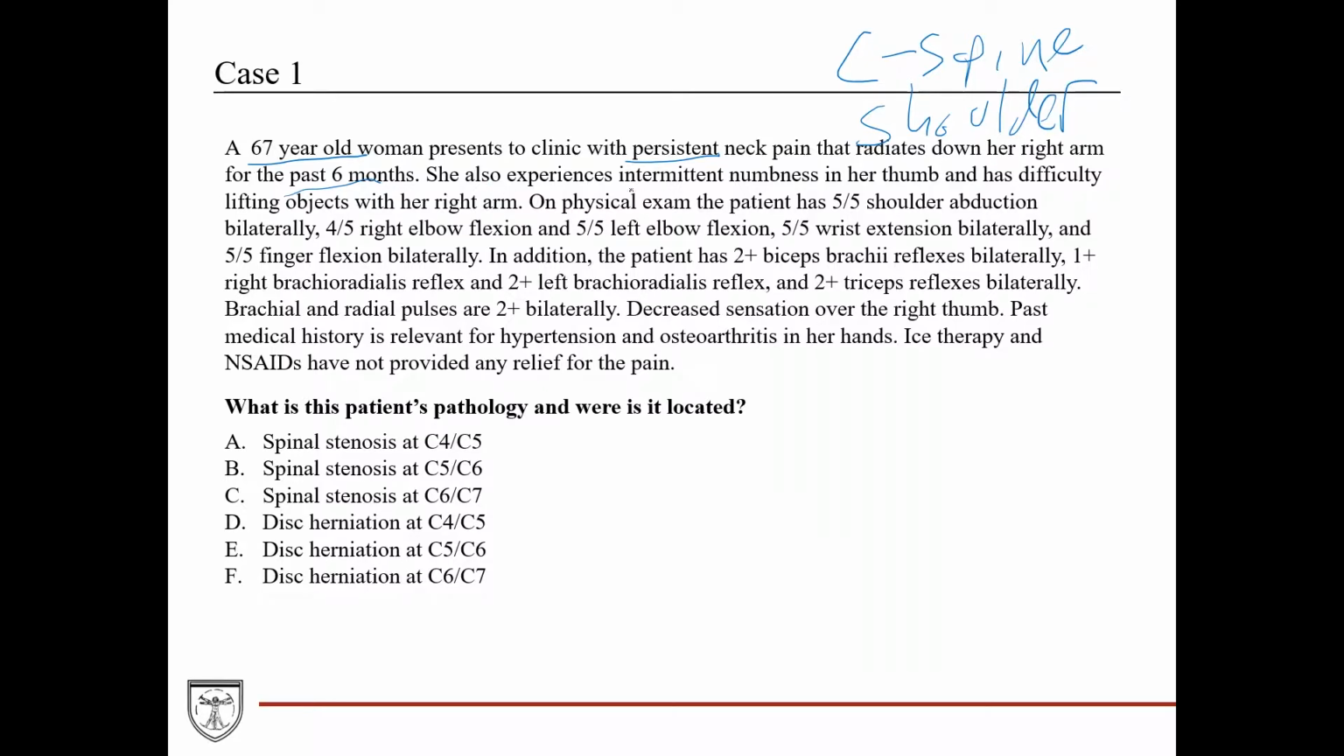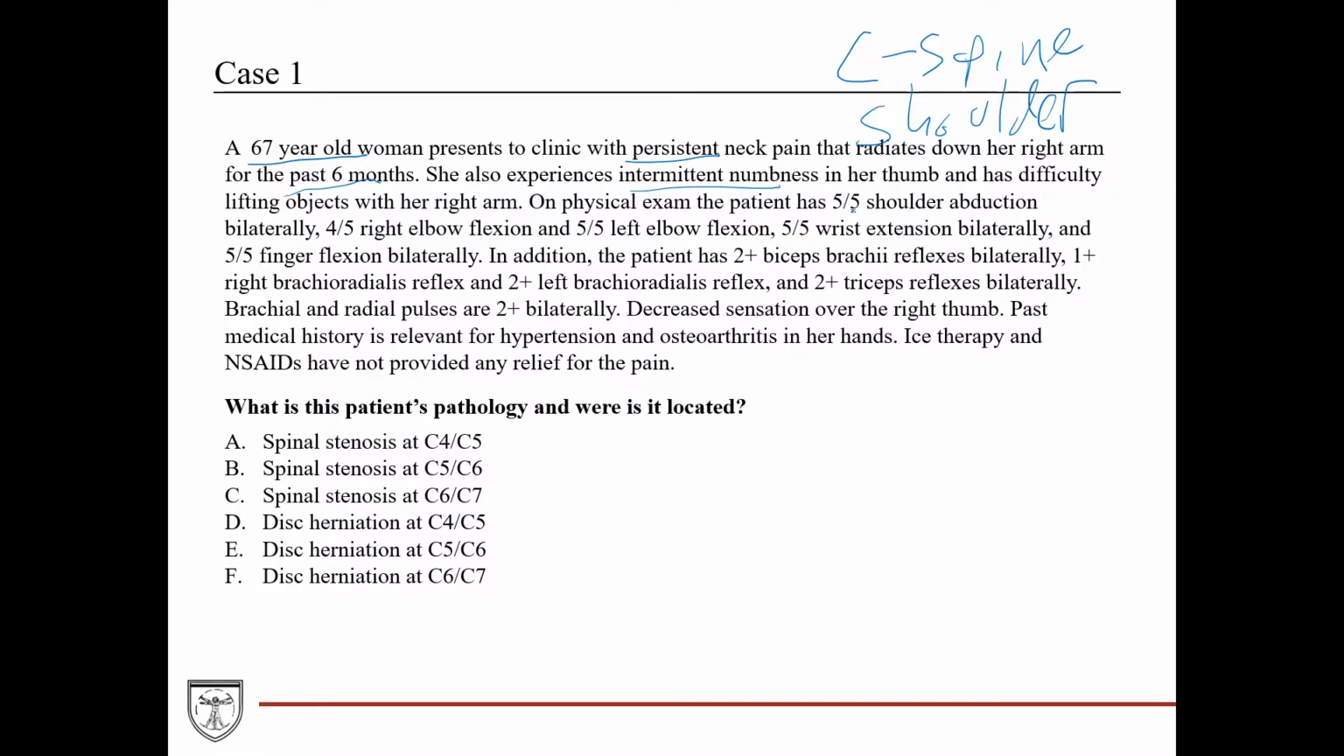This is something that's been obviously bothering her for a long time. She also experiences intermittent numbness in her thumb and has difficulty lifting objects with her right arm. So again, this could be C-spine definitely, with weakness in the right upper extremity, her pains on the right side, and then also numbness in her thumb could also be a part of a C-spine pathology. Shoulder could also definitely give you weakness, but not necessarily going to give you weakness in your hand. All right, so let's keep going.